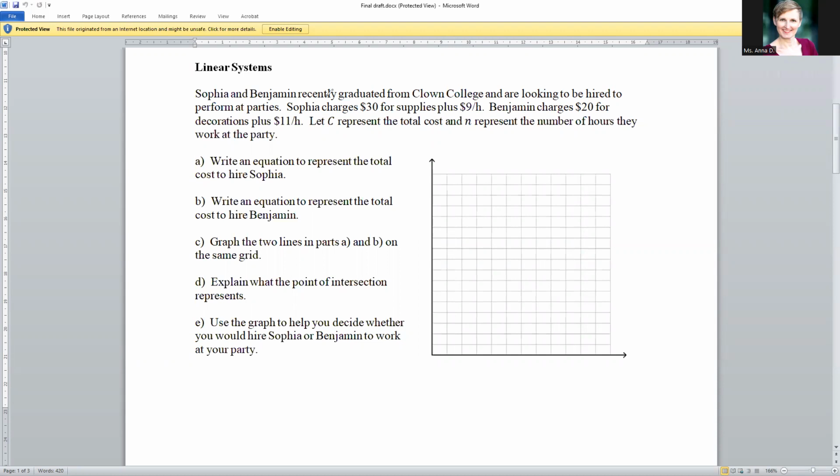First sentence doesn't really have any important information. Second sentence, we have Sophia. She charges this much plus supplies this much. We have Benjamin. Charges this much and rate of this much. Okay, and then there are some suggestions as to what letters we should use. C, total cost, and N, number of hours they work at the party.